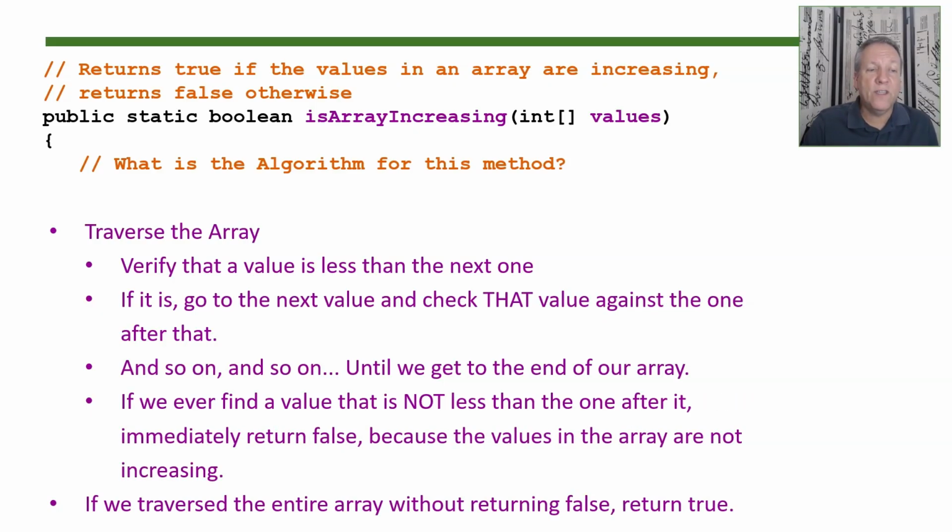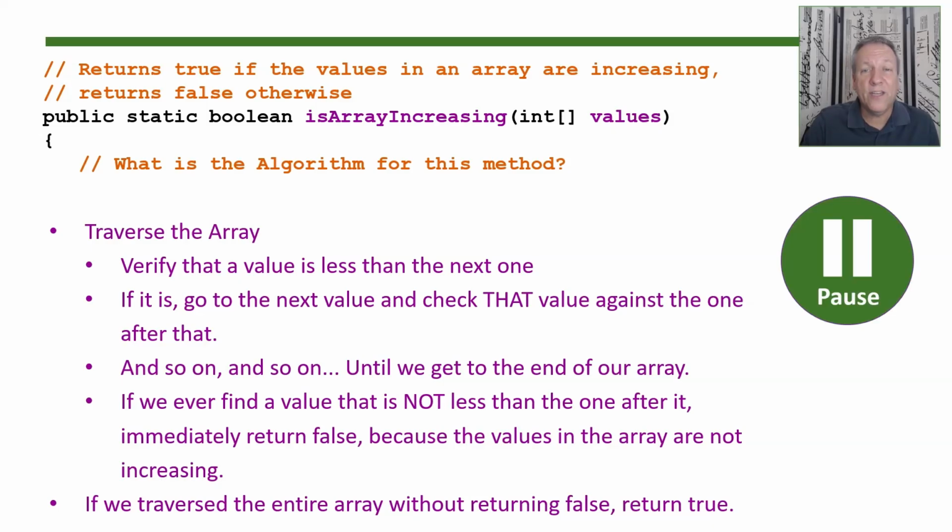After we traverse the entire array without returning false, we're going to go ahead and return true, because if we've never returned false, then all of the values in my array must be increasing. All right, let's take this algorithm and put it into comments as we write our code. If you like, take a shot on your own and pause the video here first.